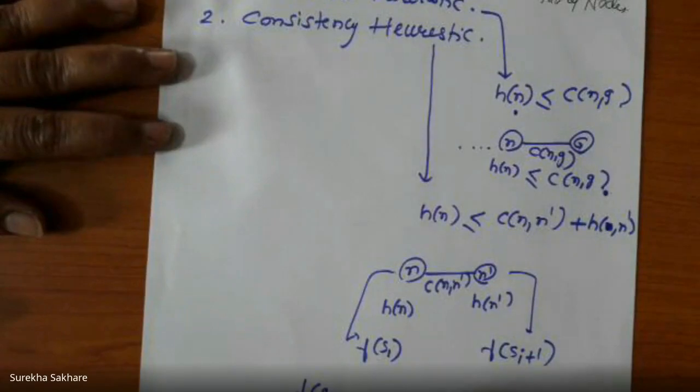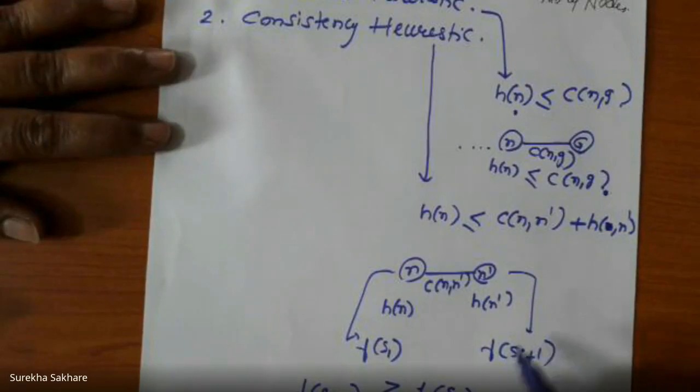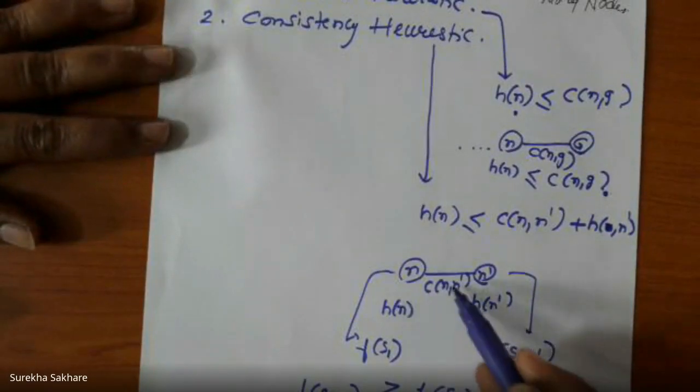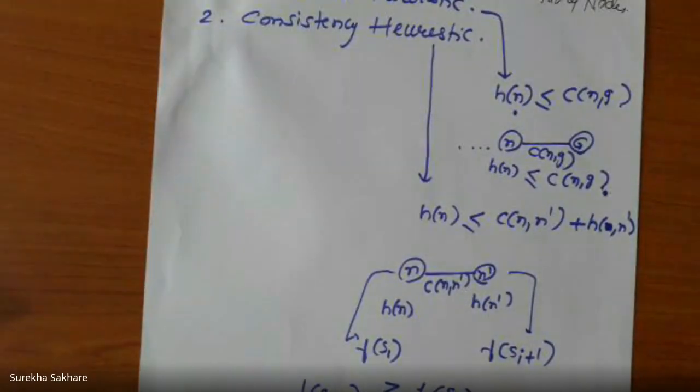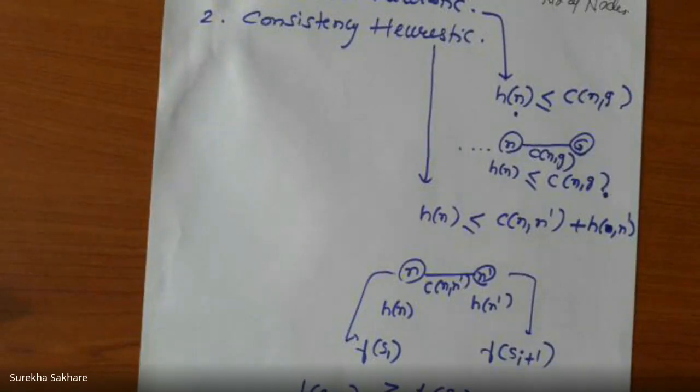This has to be less than the addition. That means f of s_i is less than f of s_i plus 1. As we go along the successor nodes, successive nodes should always have an estimated cost greater than the previous evaluation cost. So this is the first understanding of what exactly consistency means.